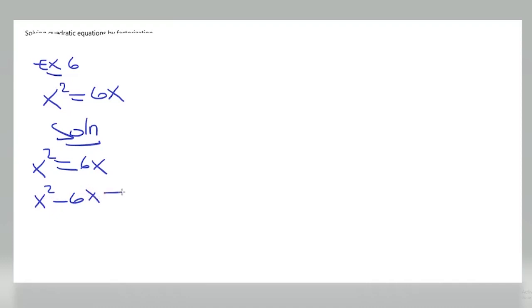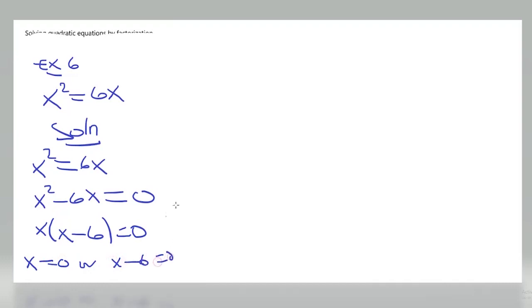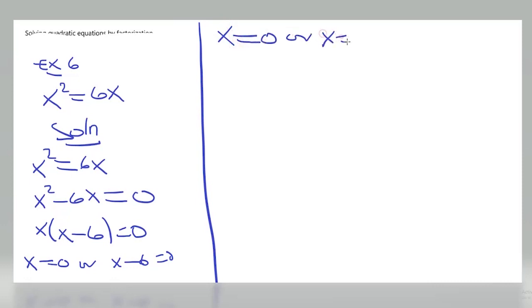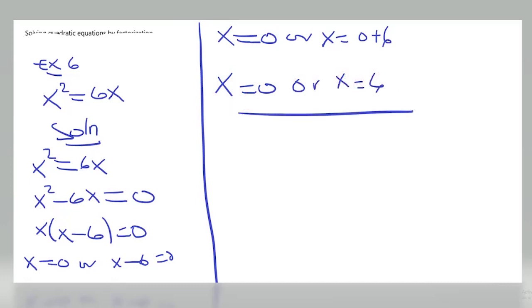x squared minus 6x is equal to 0. Then take x outside the bracket, and it will be x minus 6, which is equal to 0. This means x will be equal to 0, or x minus 6 will be equal to 0. Now from this, x will be equal to 0, or x will be equal to 0 plus 6. So x is equal to 0, or x is equal to 6. That is the last example in this session.